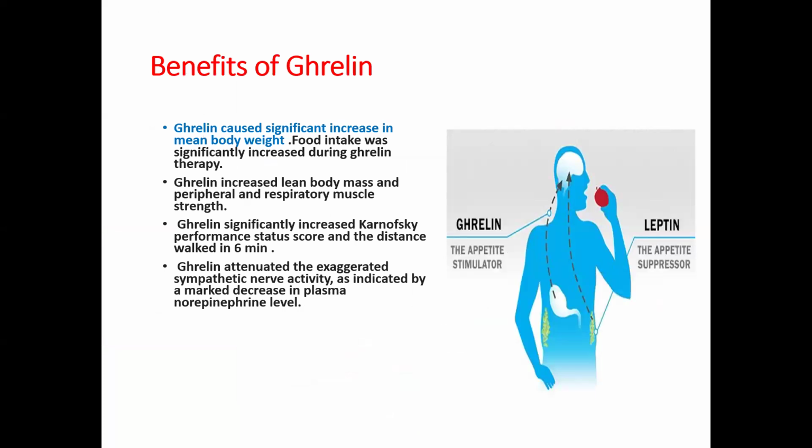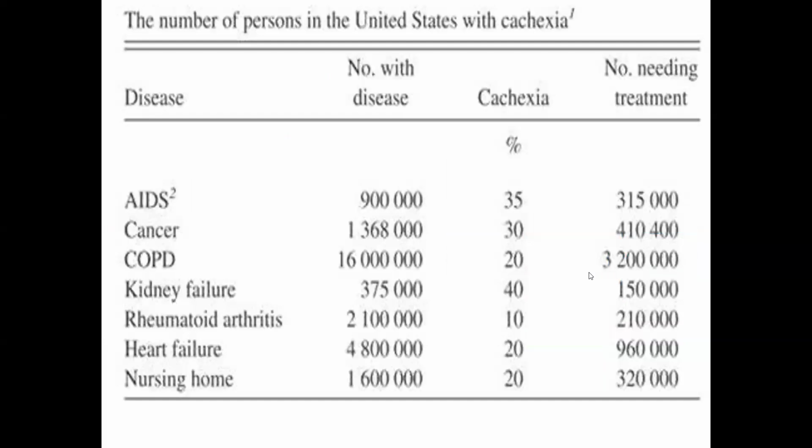One of the things that have been shown to be very useful, and there's a lot of investigations about it, is ghrelin. Ghrelin has been shown to cause significant increase in the mean body weight as an appetite stimulator in COPD patients. Again, the number of persons in the United States with cachexia, look at the COPD patients, about 20% has cachexia.